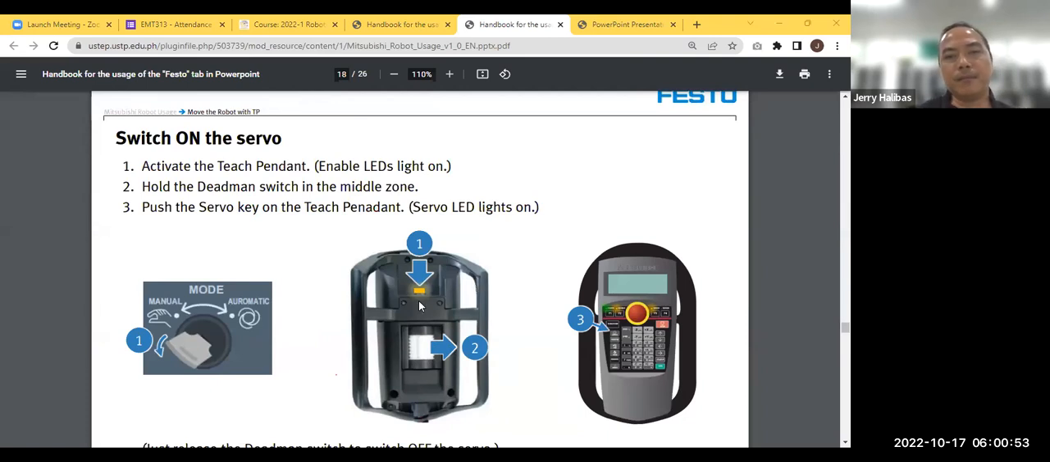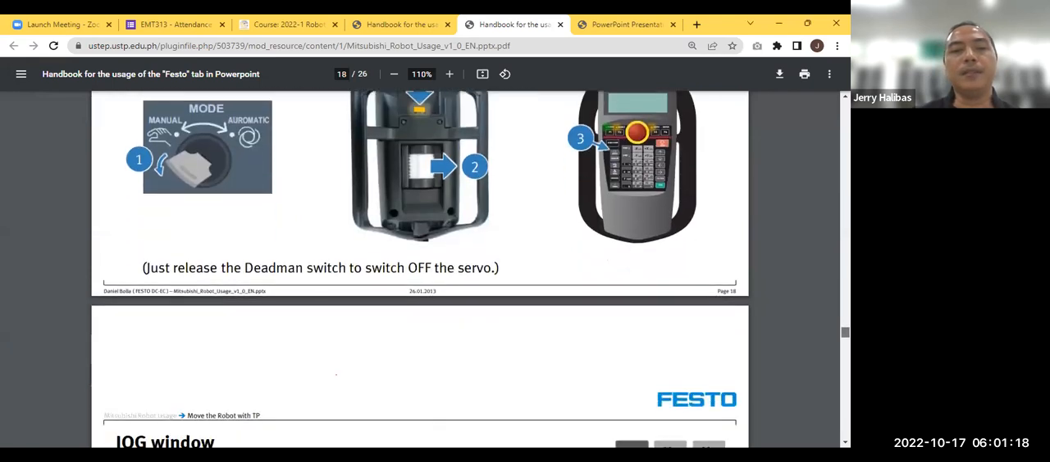Okay, so take note: before you could turn on the servo, you must enable the TB button and the dead man switch in the green zone, not in the extreme position. Then you press the servo on the teach pendant. You need to hold it always, because if you release the dead man switch, the servo will turn off. It is a safety mechanism.